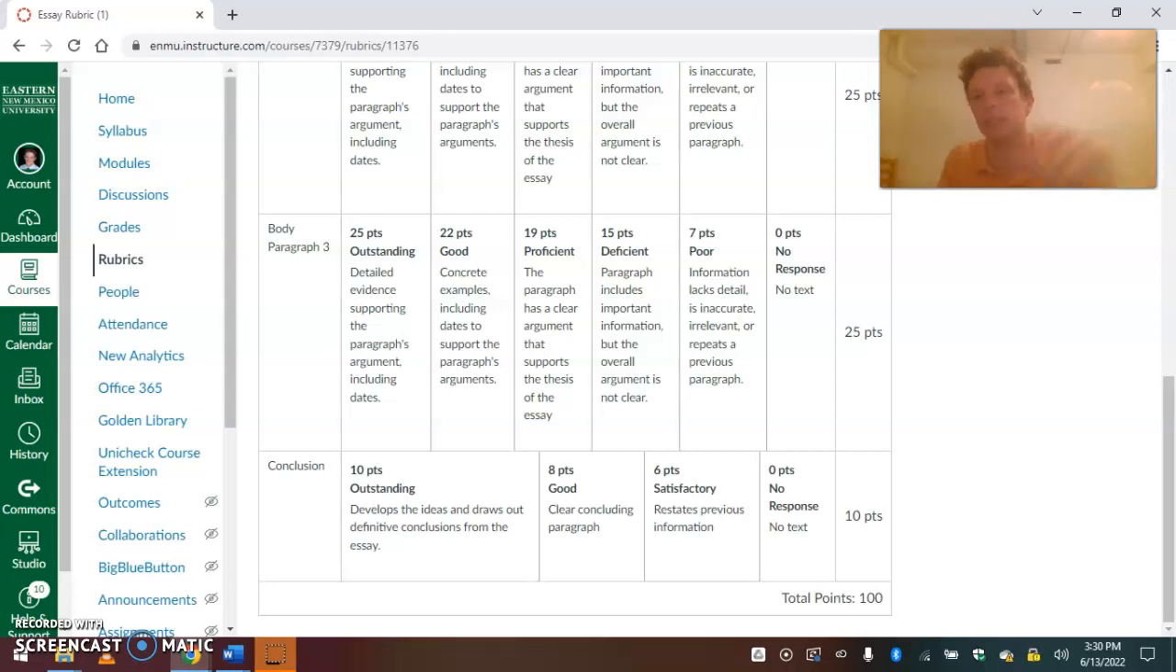3 different sets of examples in the 3 different body paragraphs, and then an accurate, interesting, engaging conclusion that draws out the significance of your ideas.